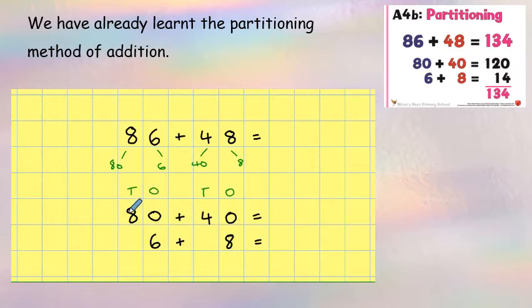Now we add the tens numbers together. 80 plus 40 equals 120. Now we add the ones, making sure we line up our columns. Just to make sure, let's put the column headings in. Then we continue by adding the ones together, the tens together, and the 100s together, giving us the answer 134.